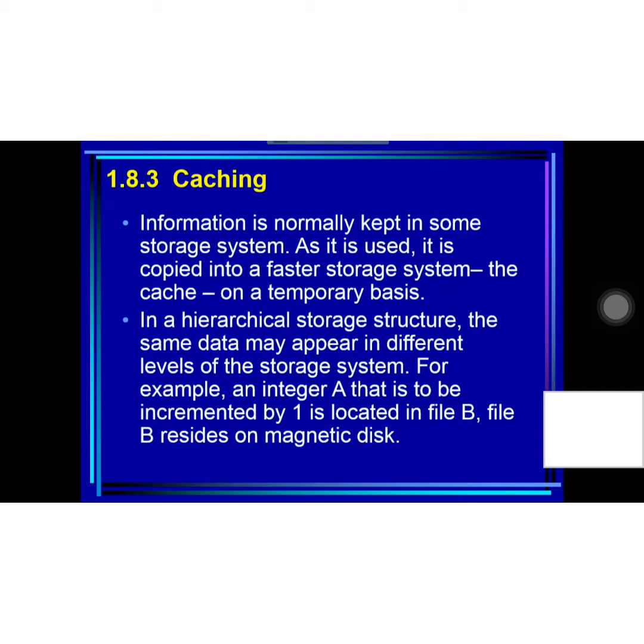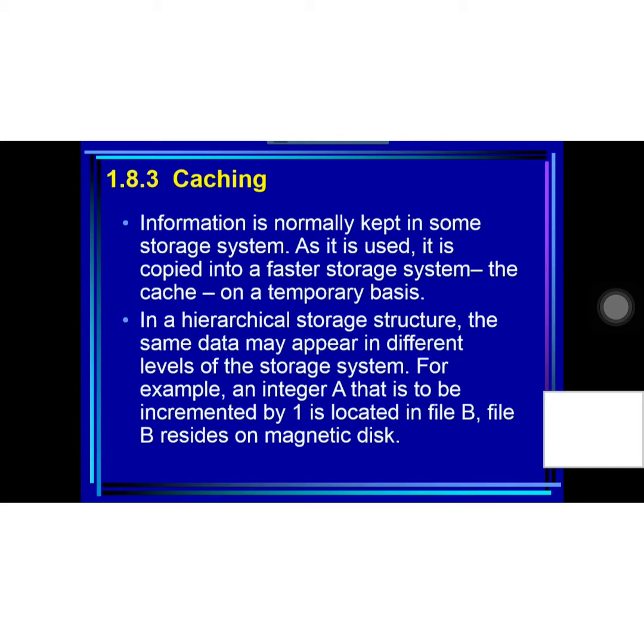Caching. Caching is an important principle of computer systems. Information is normally kept in some storage system, such as main memory. As it is used, it is copied into a faster storage system, the cache, on a temporary basis. When we need a particular piece of information, we first check whether it is in the cache. If it is, we use the information directly from the cache. If it is not, we use the information from the source, putting a copy in the cache under the assumption that we will need it again soon.